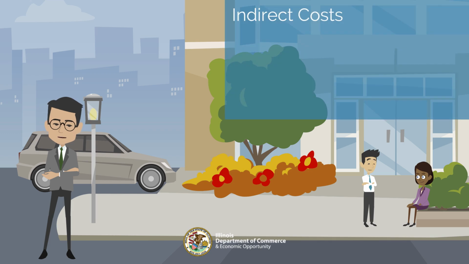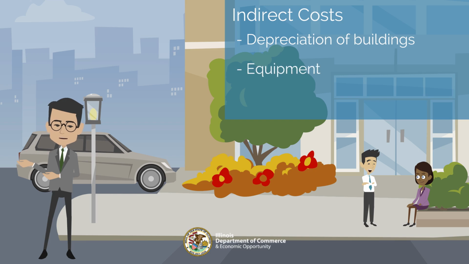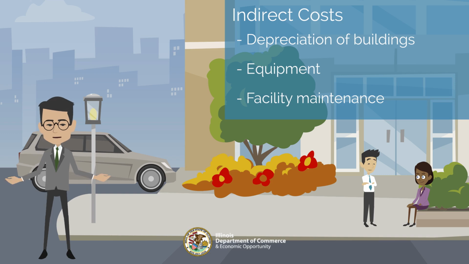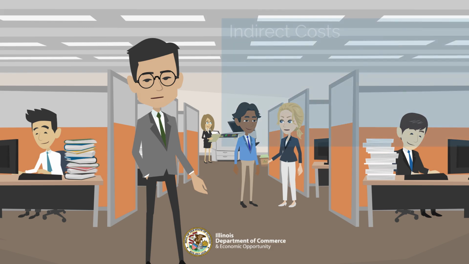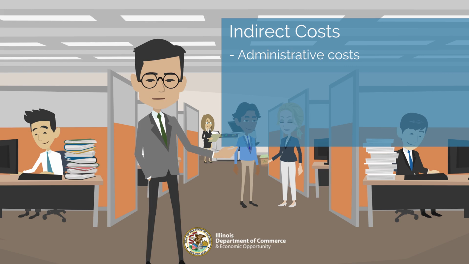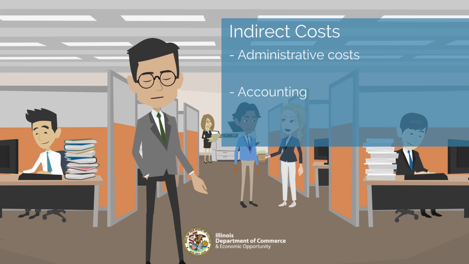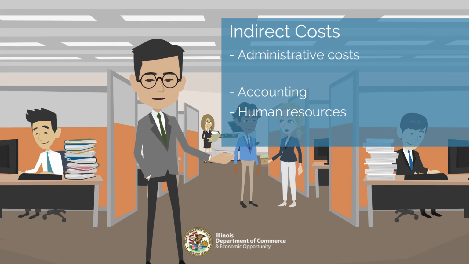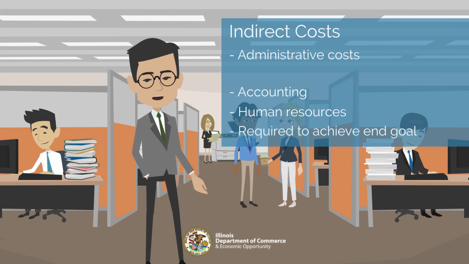Grantees may encounter such indirect costs as the depreciation of buildings or equipment necessary for the grant program. Other indirect costs could include costs of operating and maintaining facilities such as utilities, pest control, or office equipment not directly linked to program objective. General administration and other expenses such as salaries for administrative staff, accounting, and personnel administration like human resources. Although none of these are the soul of the grant program, they are required to achieve the end goal.